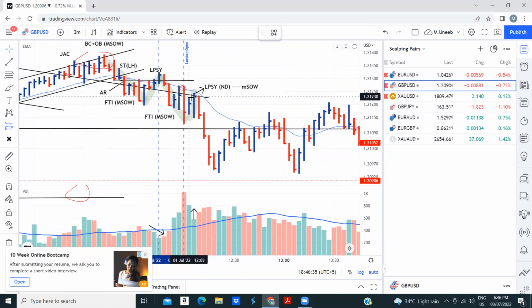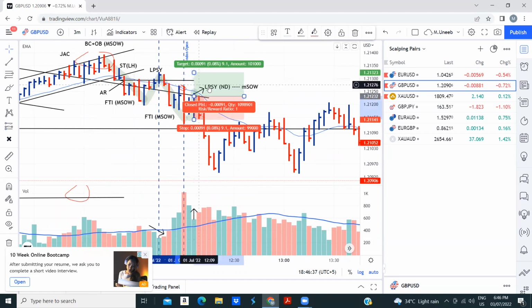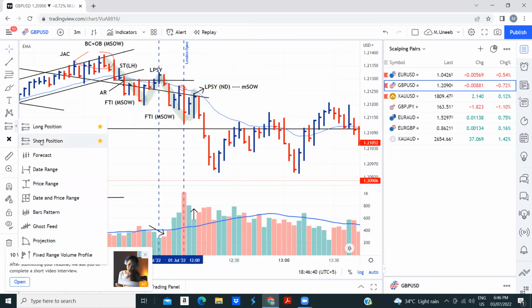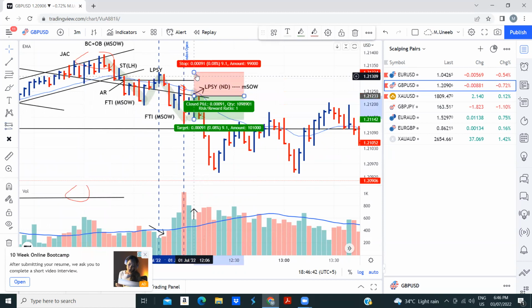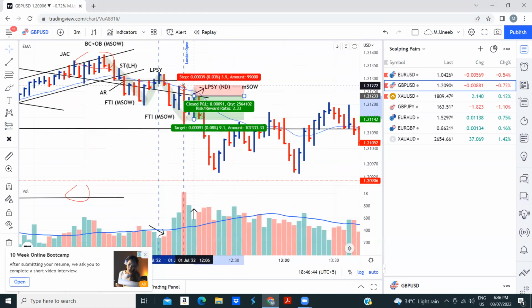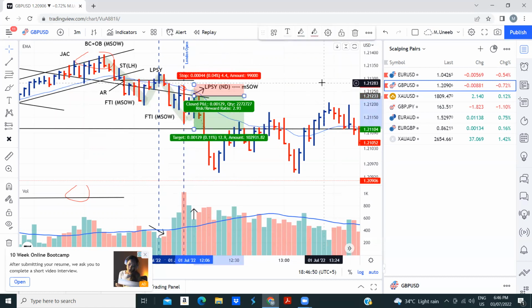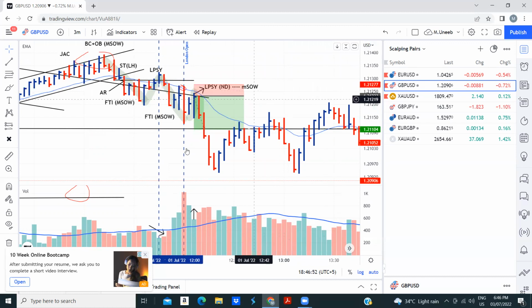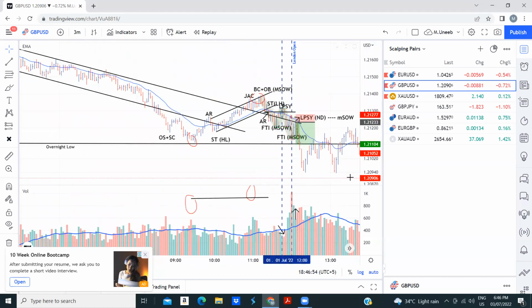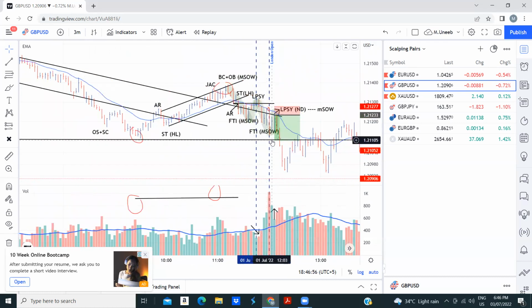So your entry would be this point here. This is a short entry. Stop loss, last high right over this point, just slightly above it. And our take profit would be just at this level. Of course, you can drag it longer because the bias is bearish. You can drag it longer, but again, I suggest just enter and exit right over here.